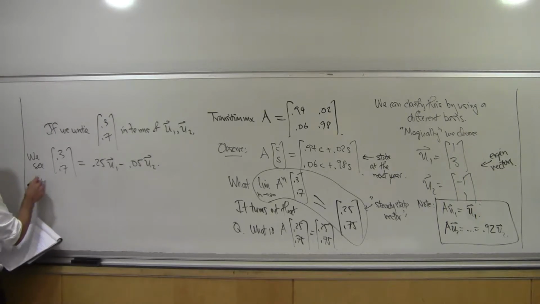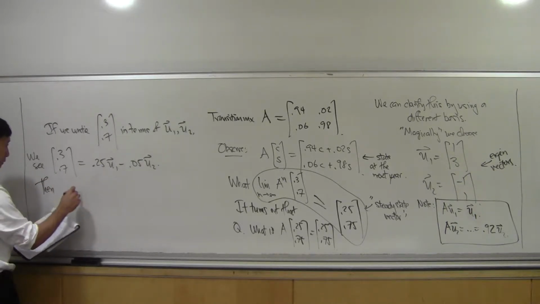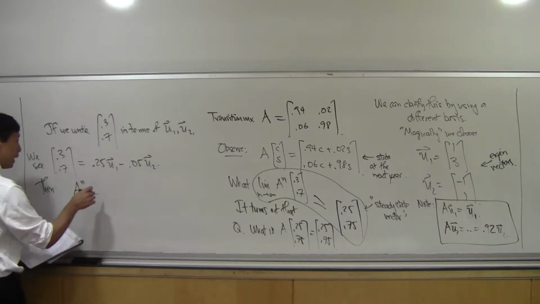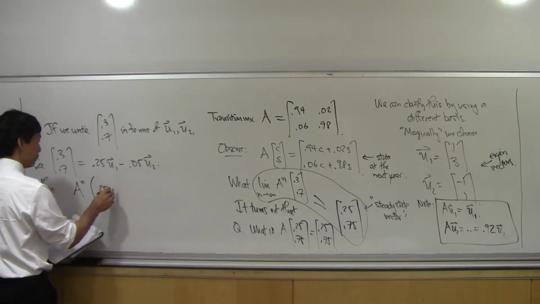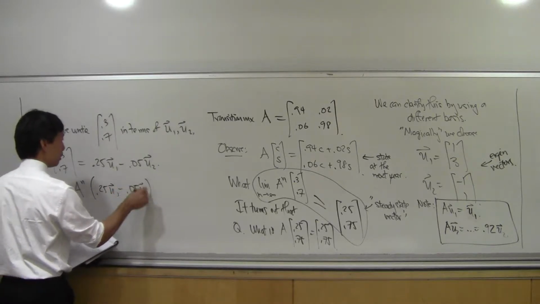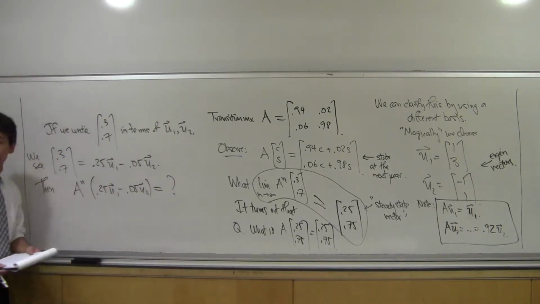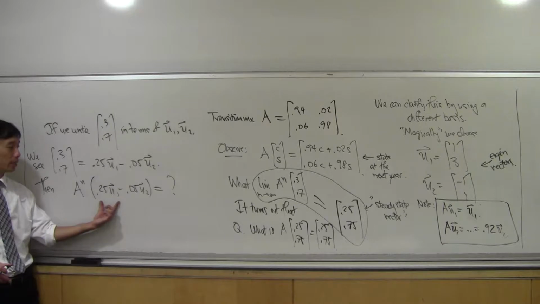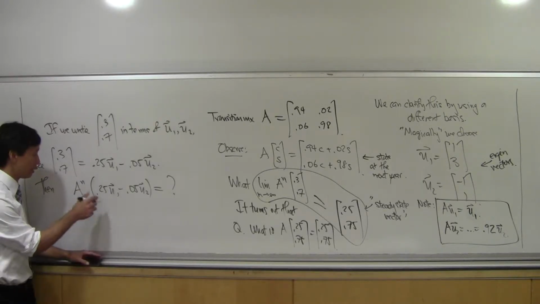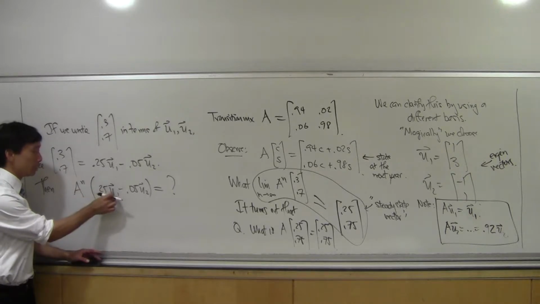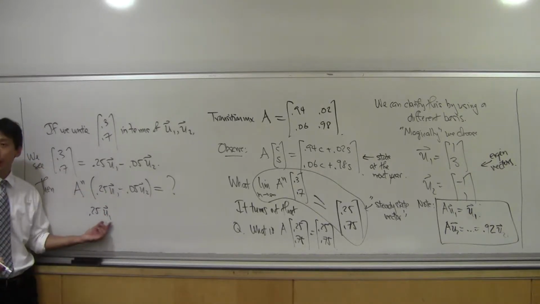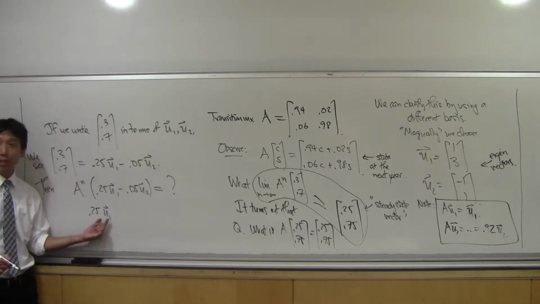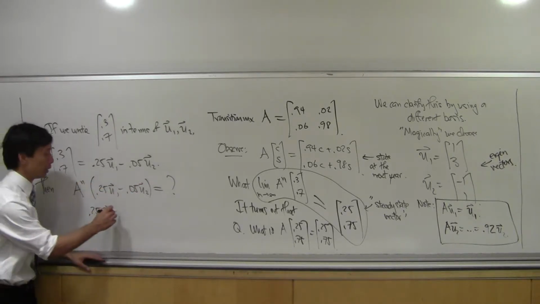And then if we look at the limit, if we look at A to the n times 0.25 U1 minus 0.05 U2, what happens? What will happen to the first part? Nothing, right? You're just going to get 0.25 A to the n U1, but that's just U1. No matter how many times you apply A to U1, U1 doesn't change.